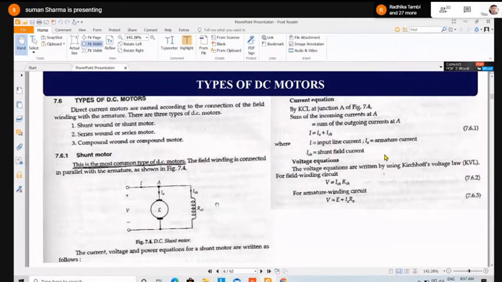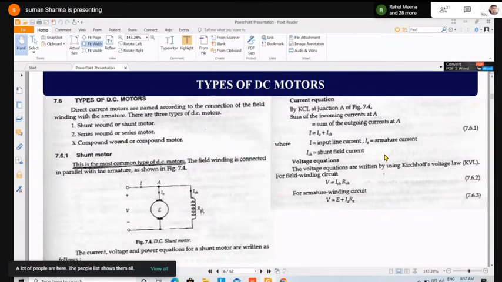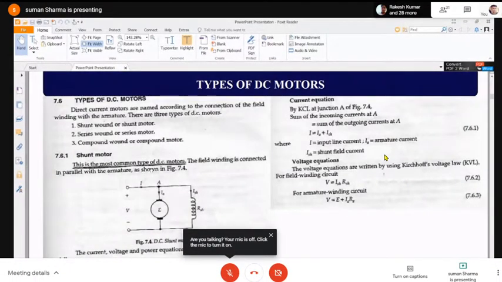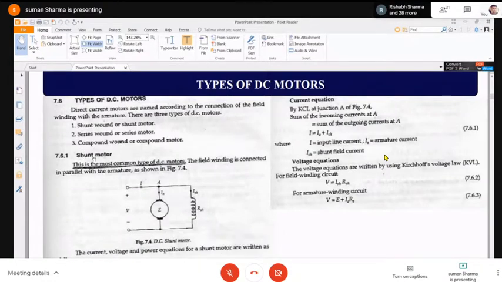What is the drop across this shunt winding? It is ISH into RSH, that is equal to V. Clear? This is the most common type of DC motor. It is also called a constant speed motor because there is very little drop as compared to the no load voltage. The field winding is connected in parallel with the armature.